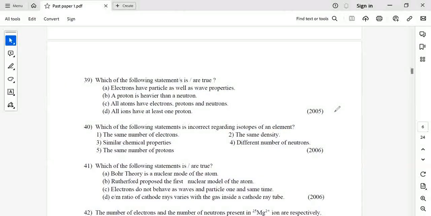Which of the following statements is incorrect regarding isotopes and element? The isotopes have similar chemical properties. This is true due to equal electrons. Same density. It cannot happen since mass is different. Density should be different. Question number 40, answer is 2. Correct? Okay.